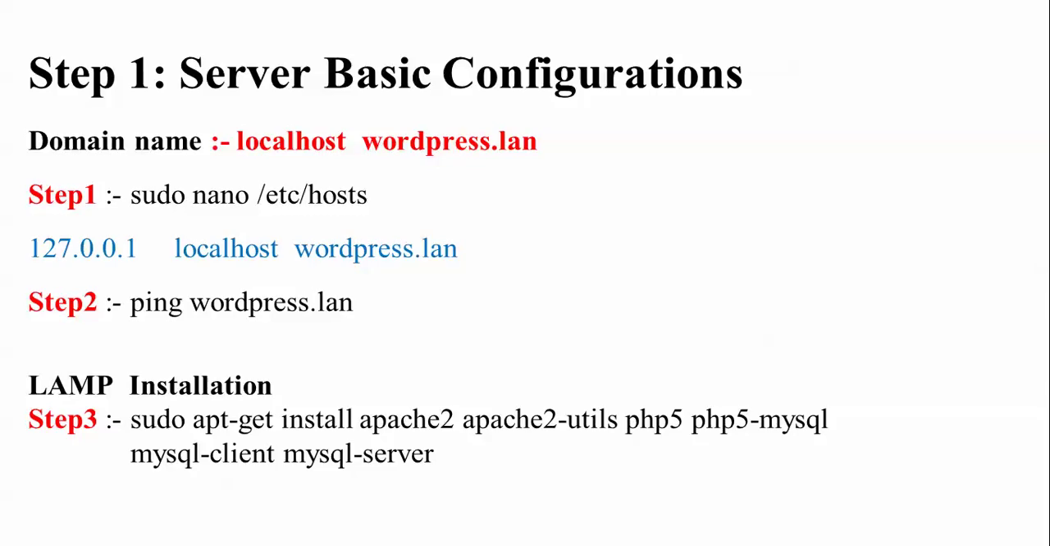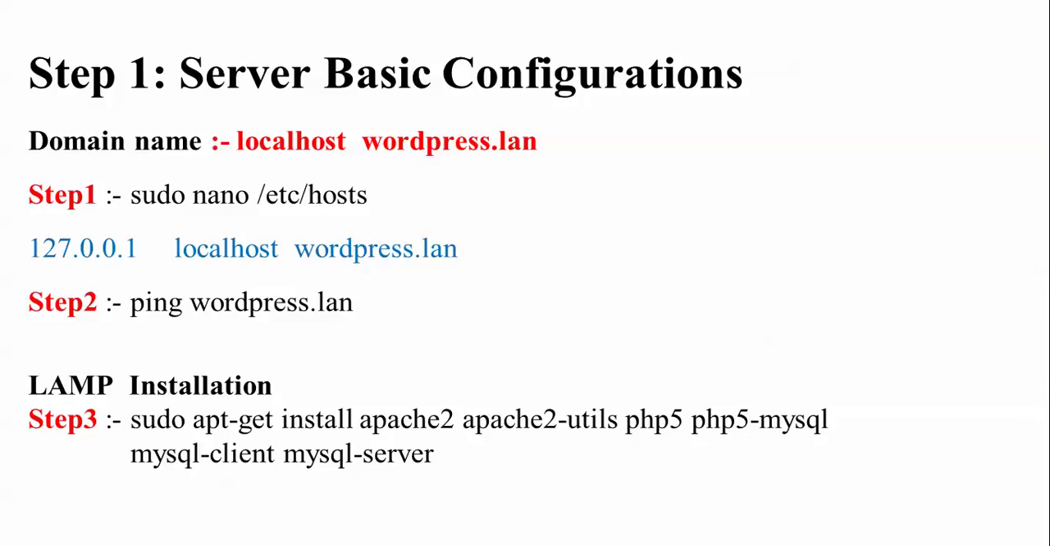First of all, the basic server configuration that I have done. The domain name you can see on screen in red, localhost wordpress.lan. We need to edit the configuration file and enter this domain name, like the example in red. Step 1 shows 127.0.0.1, after step 2 is the ping, and then I'm going to do the LAMP installation.